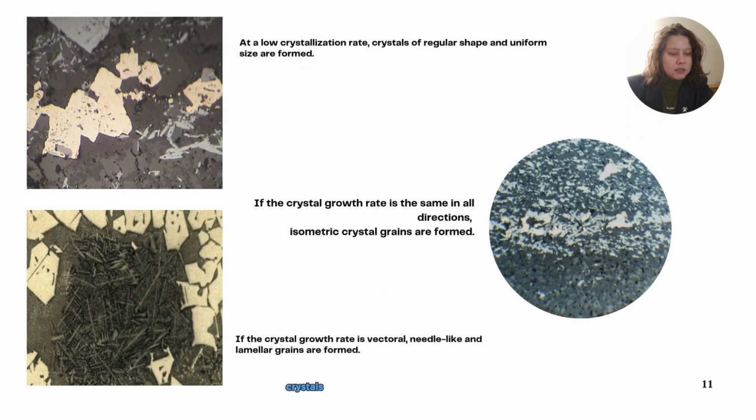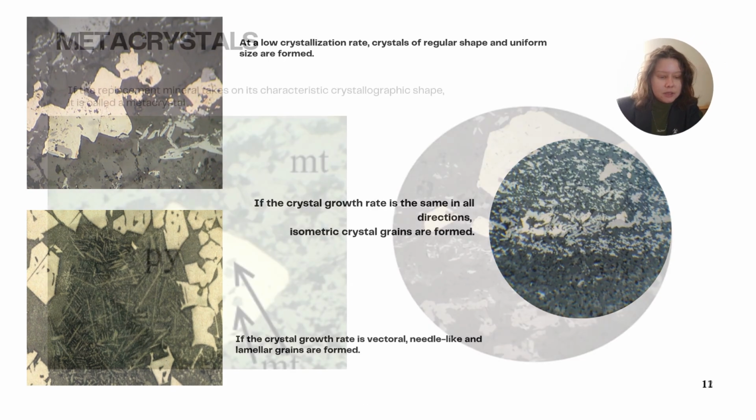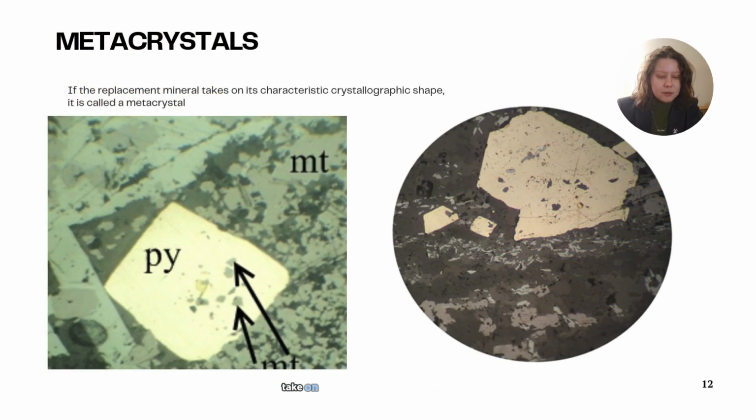Crystals of usual shape and uniform size are formed, like crystals of pyrite on the left side. If the crystal growth rate is the same in all directions, isometric crystal grains are formed, like the example of pure iron ore on the right side. If the crystal growth rate is vectorial, needle or lamellar grains are formed. If the replacement mineral takes on its characteristic crystallographic shape, it's called a metacrystal. A bright example for this case is pyrite metacrystals with magnetite inclusions and elongated hematite crystals.